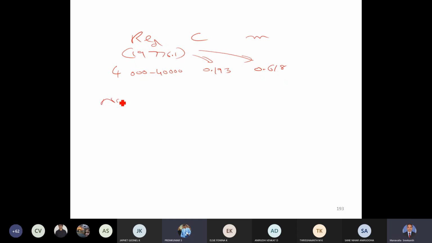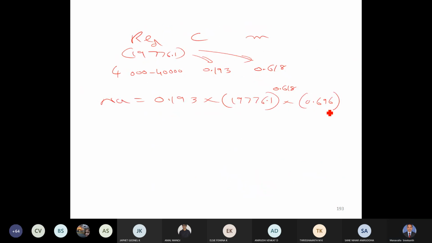So now we will use the Nusselt equation. C is 0.193 multiplied by the Reynolds number 19,776.1 power M. M is 0.618. Multiplied by the Prandtl number 0.696, raised to the power 0.333. So this will give you the Nusselt number.